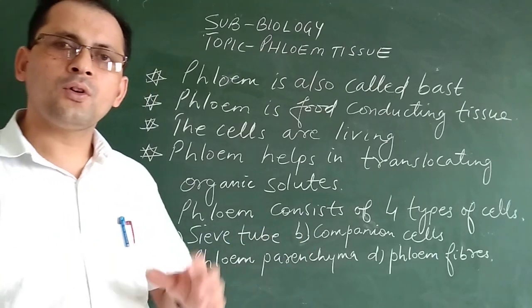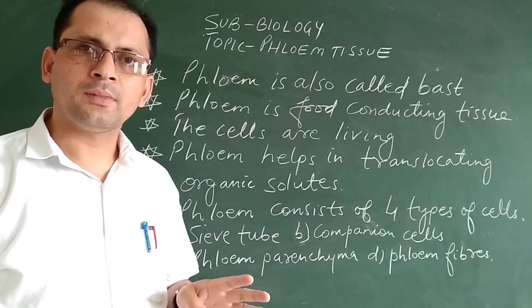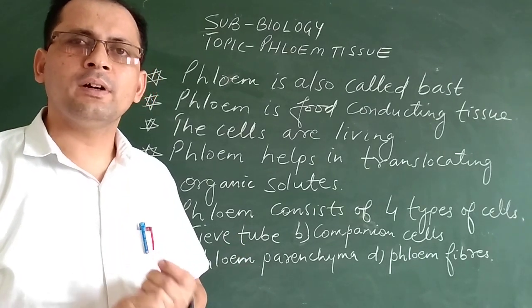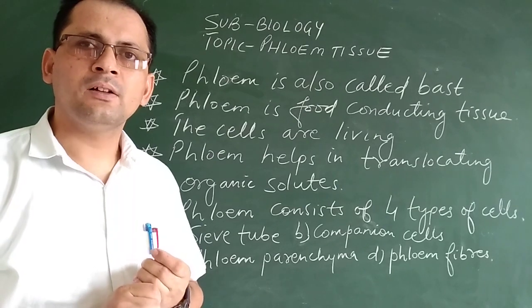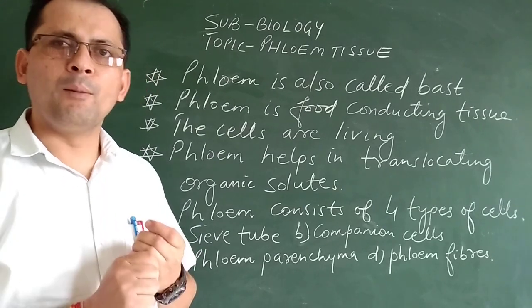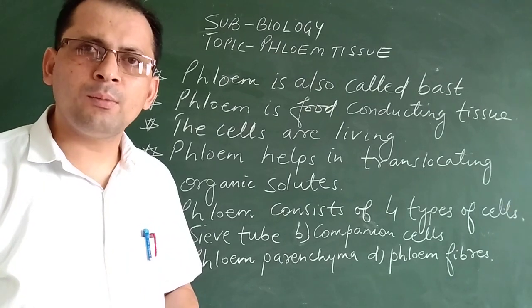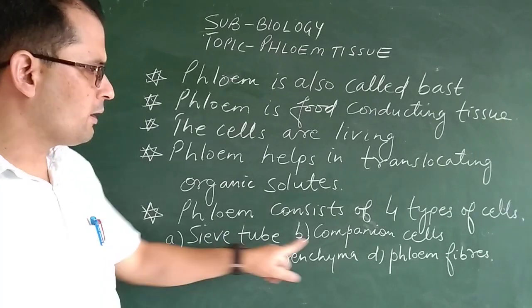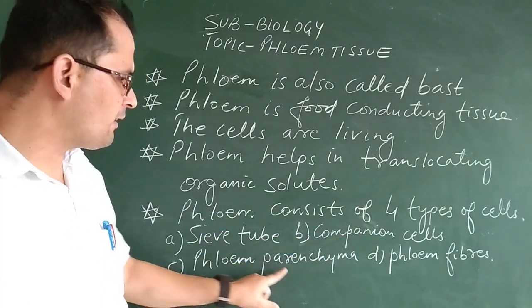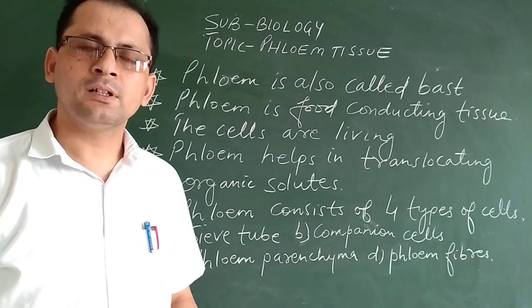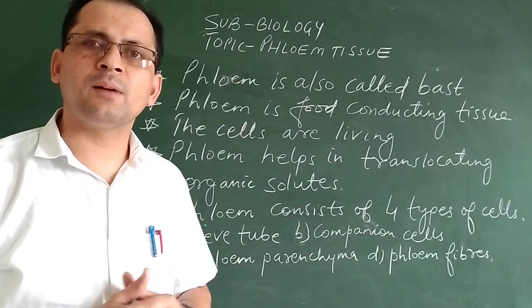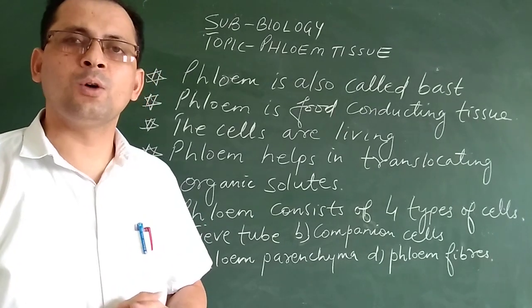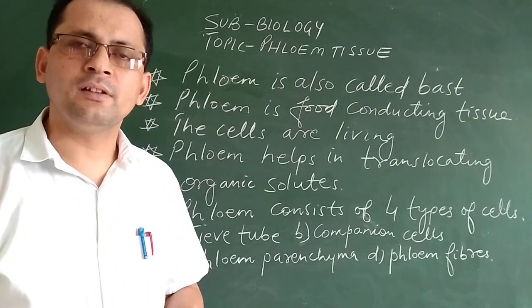Phloem consists of 4 types of cells, like xylem also consists of 4 types of cells. In the same way, phloem consists of 4 types of cells, which are sieve tubes, companion cells, phloem parenchyma and phloem fibers. These 4 cells together make up the phloem tissue. Now one by one we are going to discuss these cells, their function, their composition.